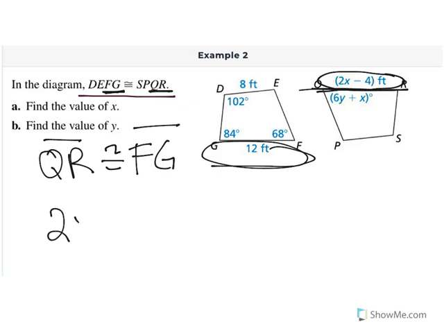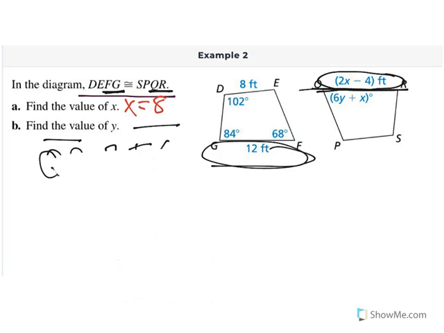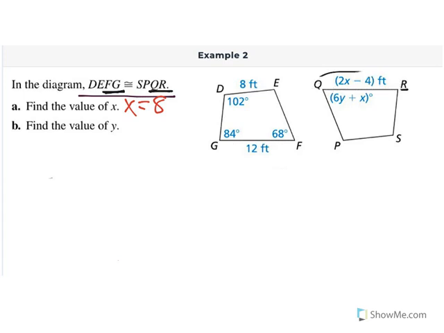So that means we can say 2x minus 4 is equal to 12, solve, divide, and x equals 8. Okay, so I'm just going to write that up here, x equals 8. And I'm going to erase some of my scribbles in a minute. Okay, so x equals 8. Now, we need to do the same idea, but we need to do it for y.